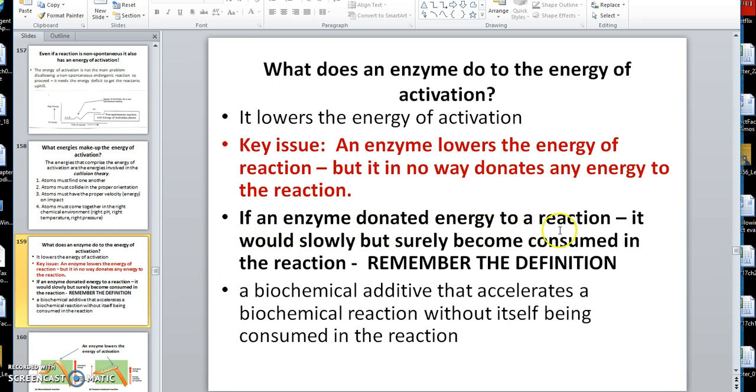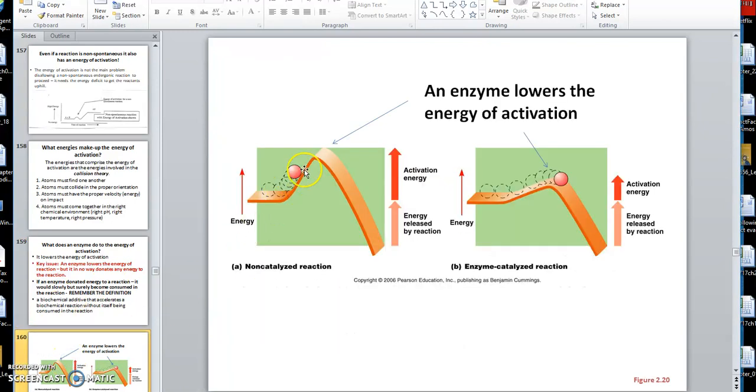If an enzyme donated, it would slowly be consumed. So what is it going to do? An enzyme lowers the energy of activation. In a fanciful way, it drops that hump. So let's look at this slide. So here's that hump. But look what the enzyme is doing. Dropping the hump. In some way, it lowers the energy of activation.